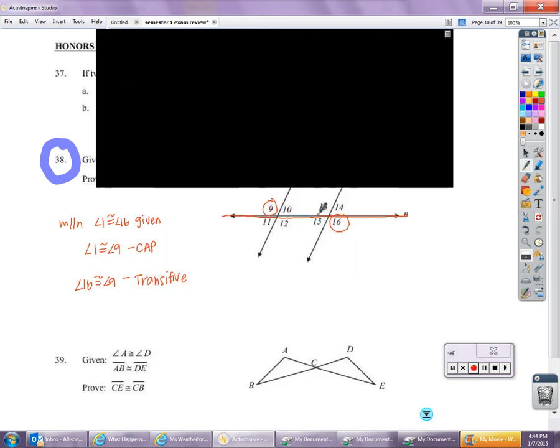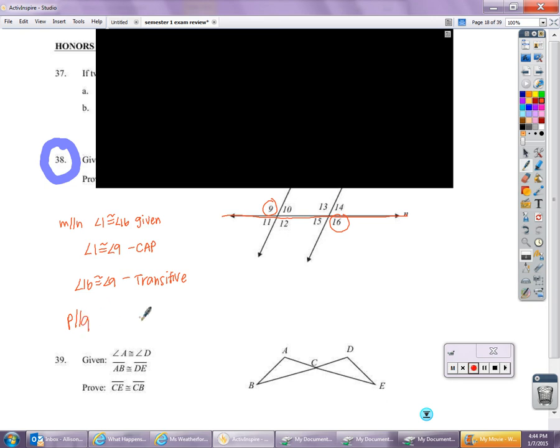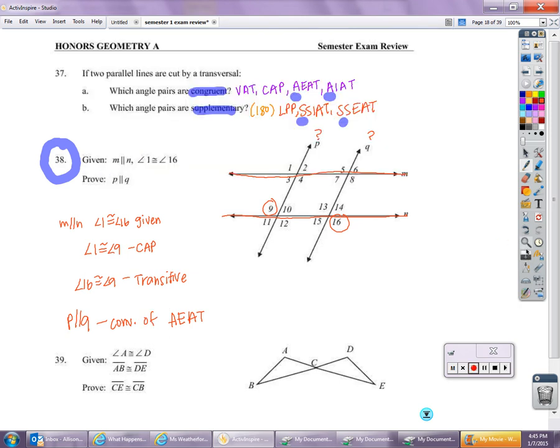Well, what kind of angles are 9 and 16? They're on alternate sides, and they're on the exterior. So you know that line P is parallel to line Q because of the alternate exterior angle theorem. Okay, alternate exterior angle theorem. Whenever you're trying to prove lines are parallel, though, you have to use the converse. So the answer is converse of alternate exterior. Again, this is a really hard problem. There's many, many, many ways of doing it. This is just one.